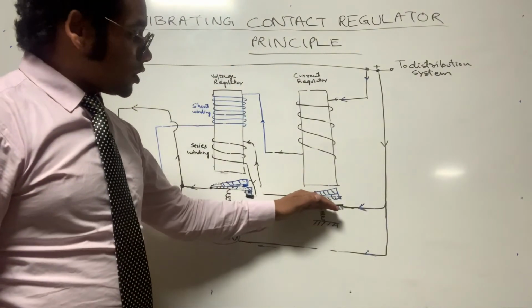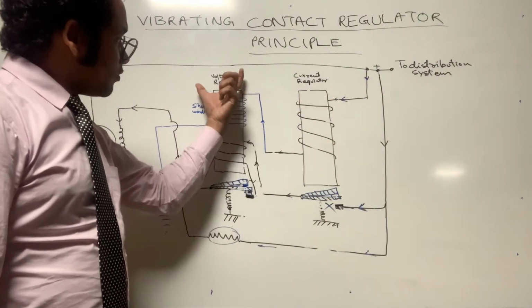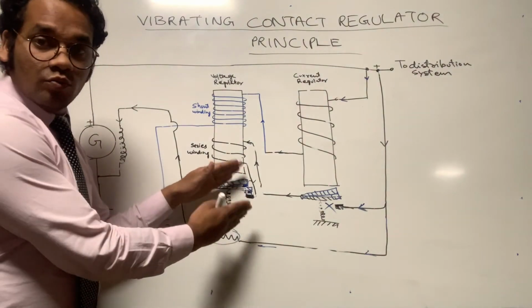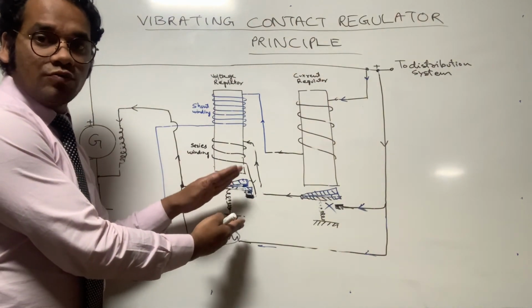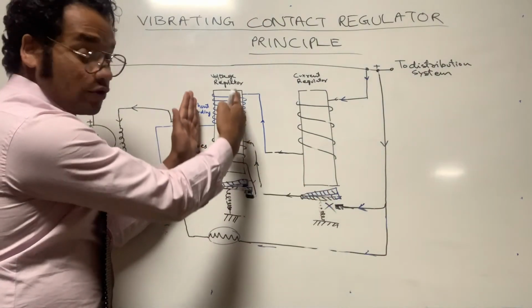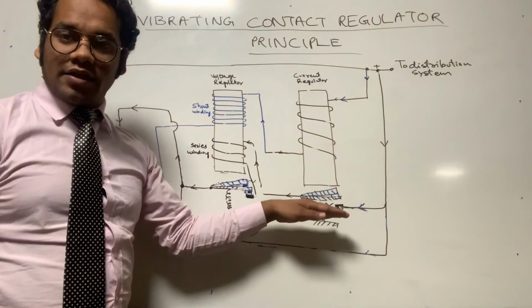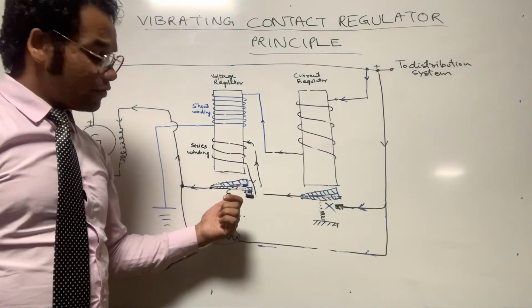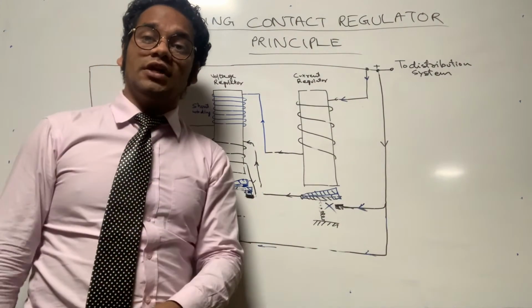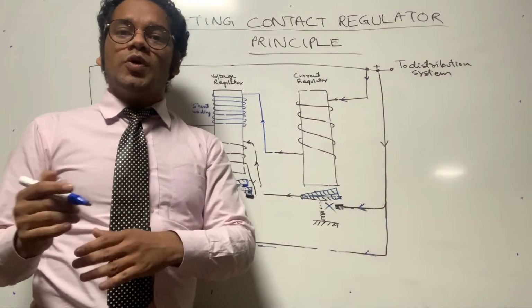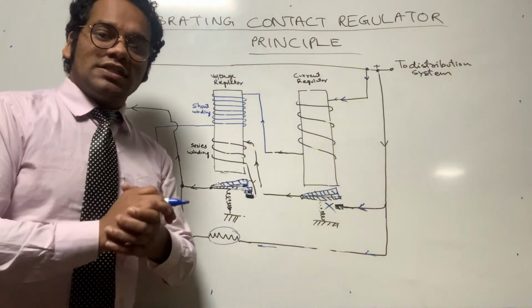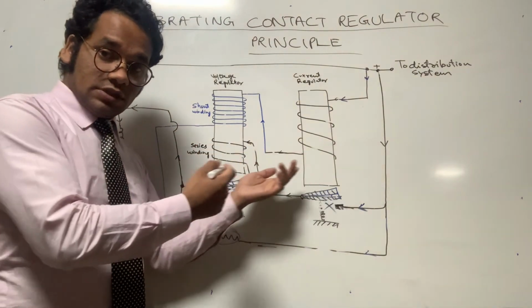The contacts used in the current regulator and voltage regulator are of movable type, which used to vibrate. For the voltage regulator it vibrates, and for the current regulator also it vibrates at almost the same frequency, which I have said is from 50 to 200 times per second. So that is about these regulators.